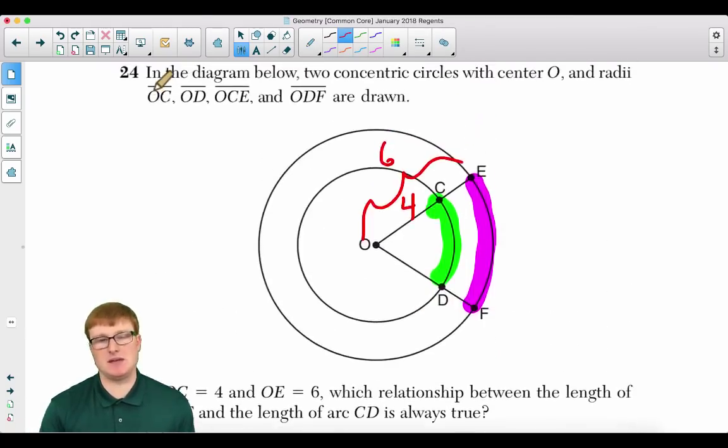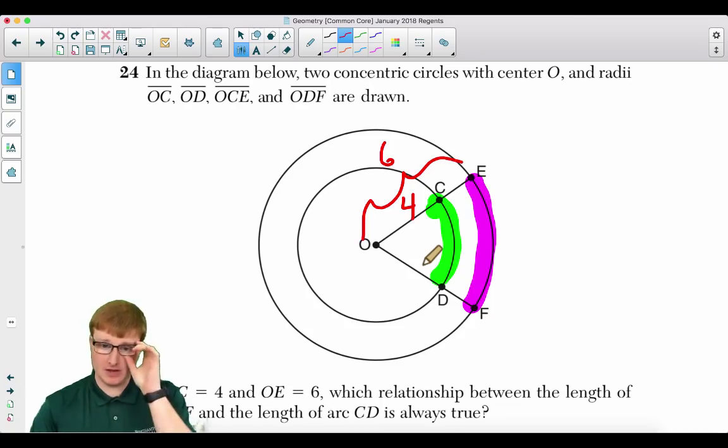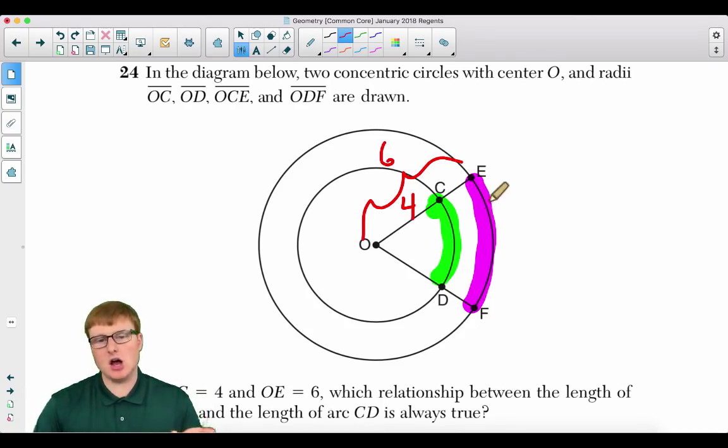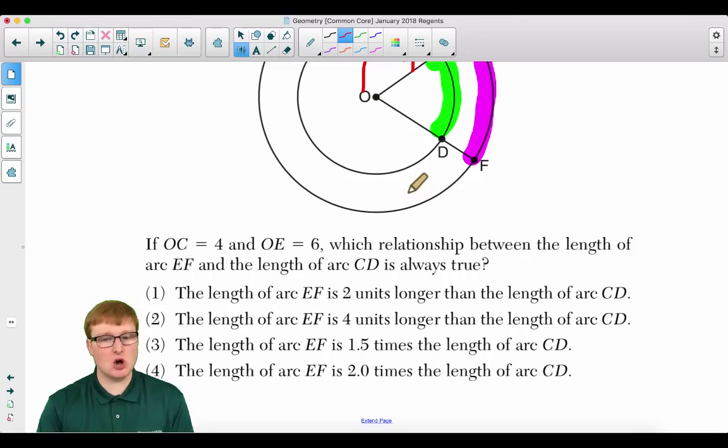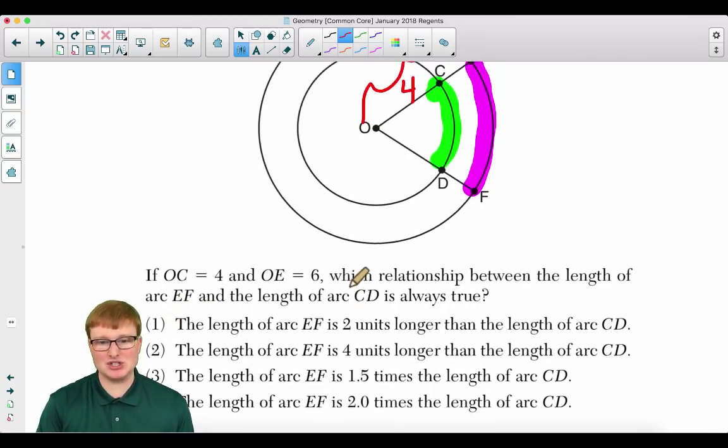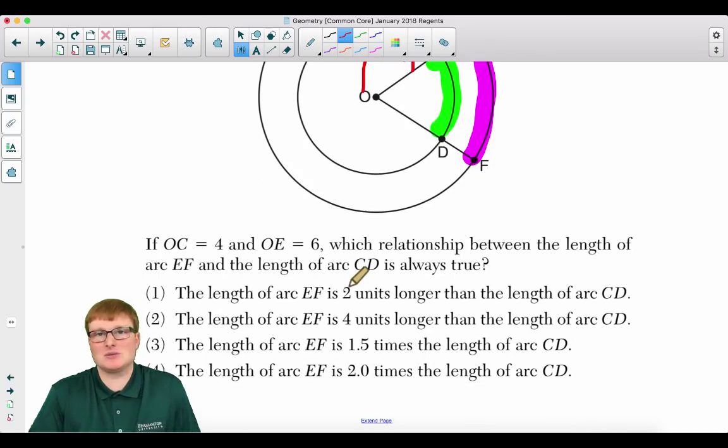Honestly, this is going to be so hard to explain. So here's the thing. We know for sure that EF is bigger than CD. I hope that we all could agree on that point. But why, though? Most of you might be saying, oh, well, you're just taking the length of arc CD and adding 2 to it because that's what they did to the radius. That's not true. They are so going to trick you on that. Choice 1 says the length of EF is 2 units longer than the length of CD. I knew that they were going to throw that at you, but that's not true.